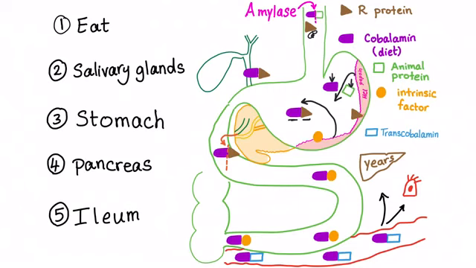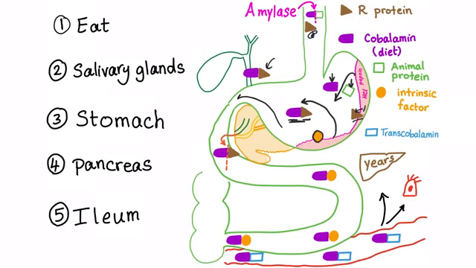Also, the stomach secretes R protein. So R protein can be salivary, can be gastric, and as we will know, can be biliary. Anyways, it's an R protein. It serves the same function: to bind to vitamin B12 and protect it from the gastric acid. Also, your amazing stomach will secrete something called the intrinsic factor. This intrinsic factor is very important for the absorption of vitamin B12.